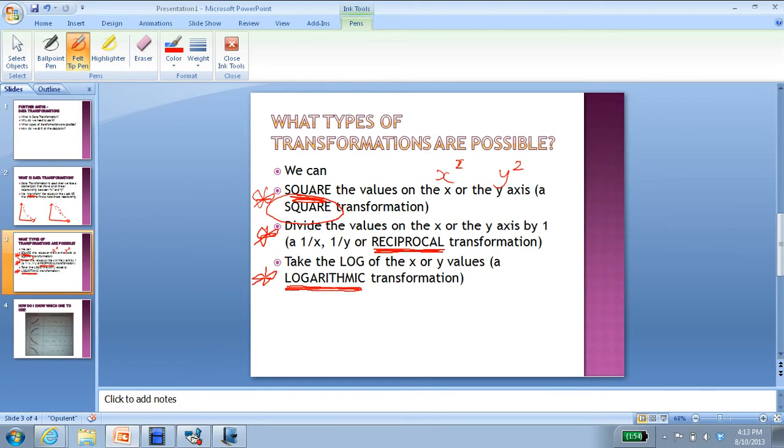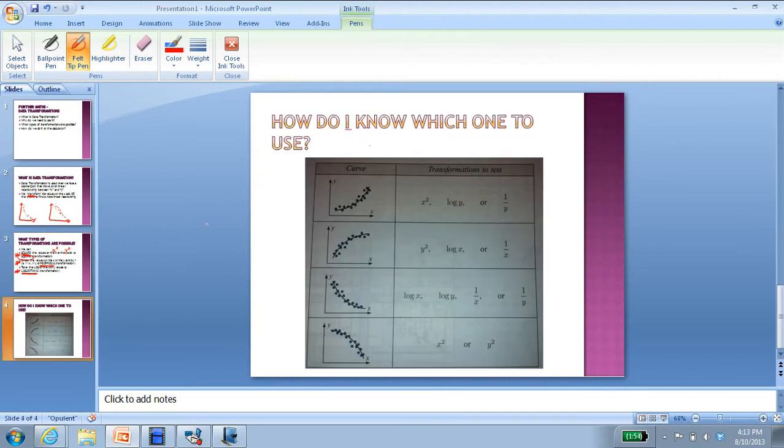Now, normally you won't actually need to work out which one to use. If it's in exam 2, the short answer exam, the question will usually tell you which transformation. In exam 1, there may be some questions which ask you which one would be suitable.